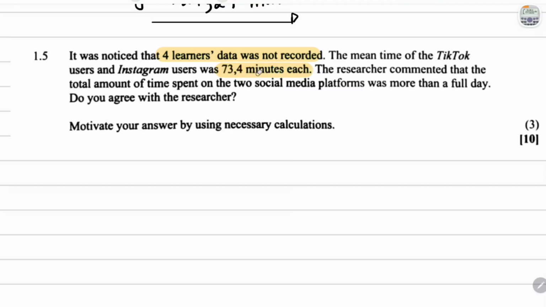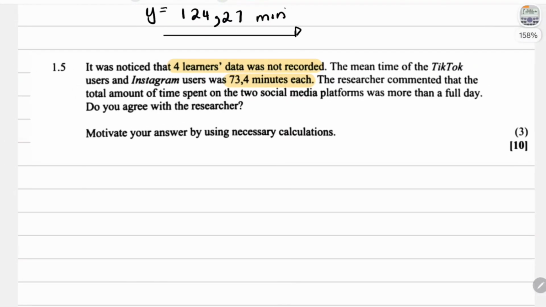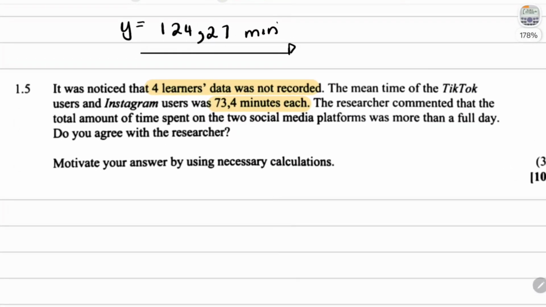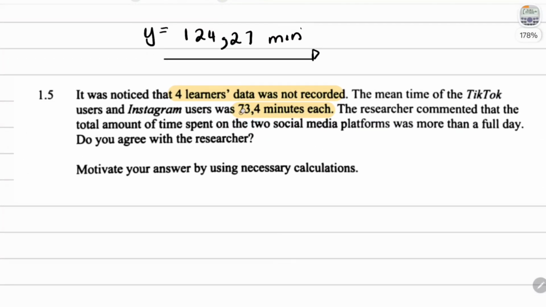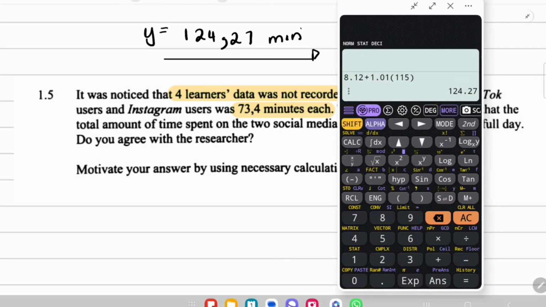Now, I wonder, do they mean the new time, right? The new mean, because these 4 learners were not recorded, or are they speaking about, it's probably the new mean. However, we can actually find out this easily. Because they say that it is 73.4 minutes each, right? If you wanted to find the old mean, just to ensure that, yes, this is a new mean, we can actually find that out on our calculator.